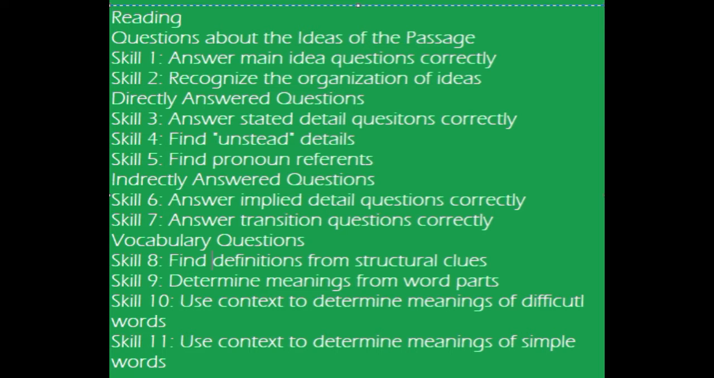Number 9 says determine the meanings from word parts. So we have to determine the meanings through the context. It determines the meanings of difficult words. So we have to be prepared that we won't know all the words. Even native speakers don't know them. And use context to determine meanings of simple words too. That's we can say the easiest, but it's not the easiest at all. And the last ones are these skills.